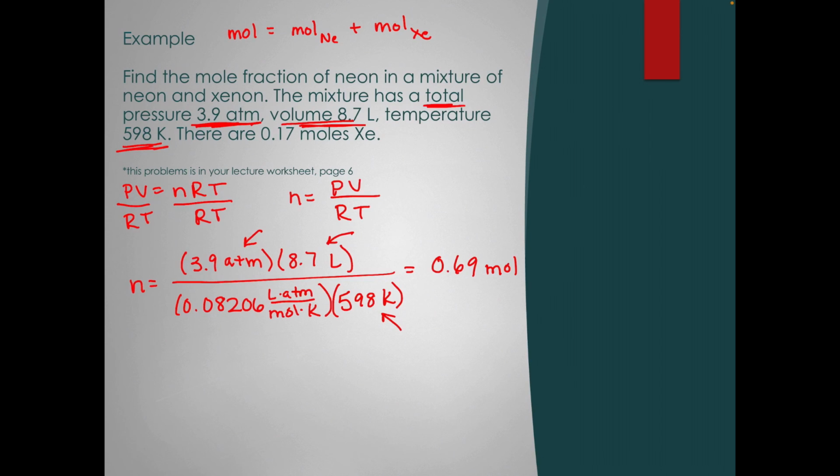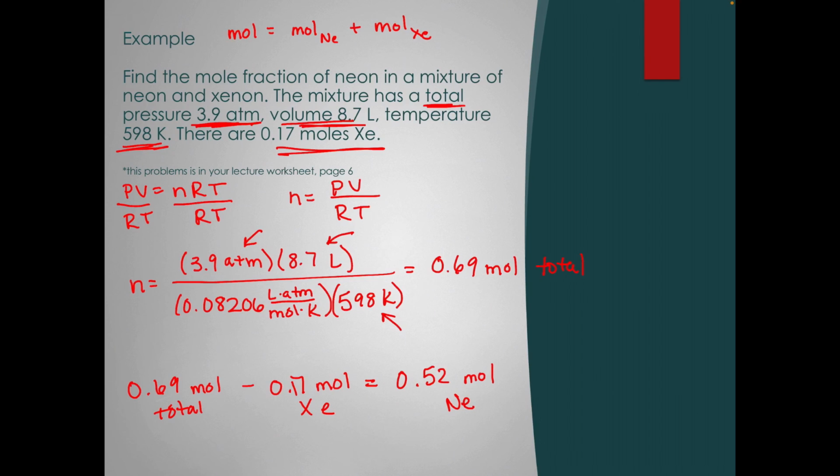So if we know that we have 0.69 moles total, and some of them are due to xenon, we can go ahead and subtract, right? If we have 0.69 moles total, and we subtract out our 0.17 moles of xenon, then we will get that we have 0.52 moles of neon.